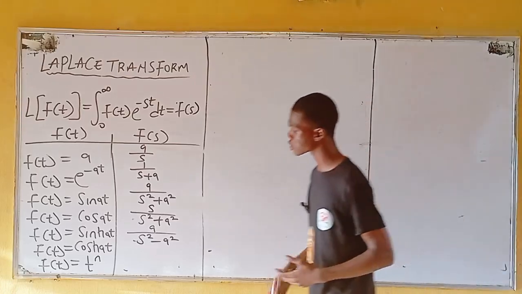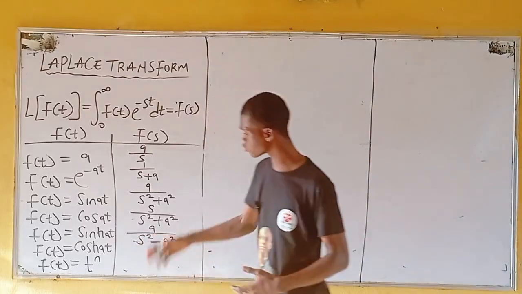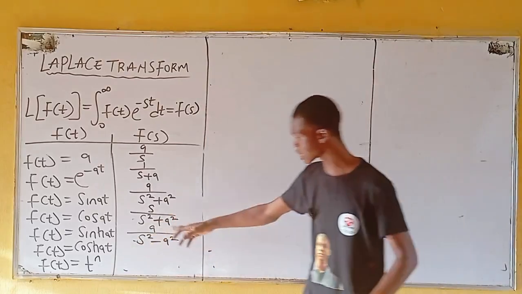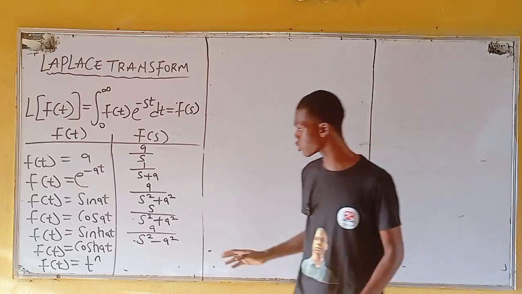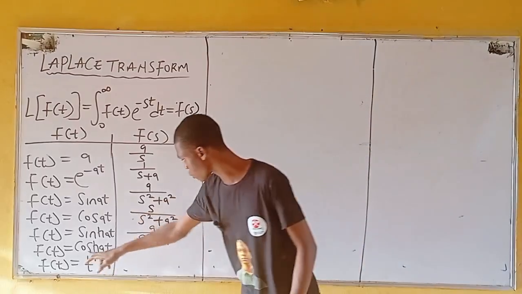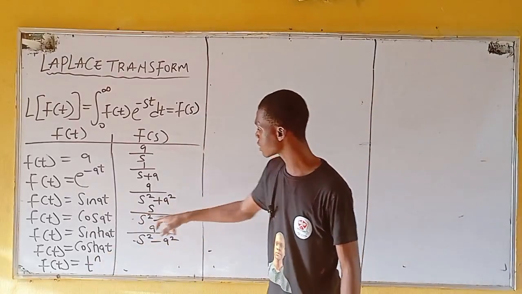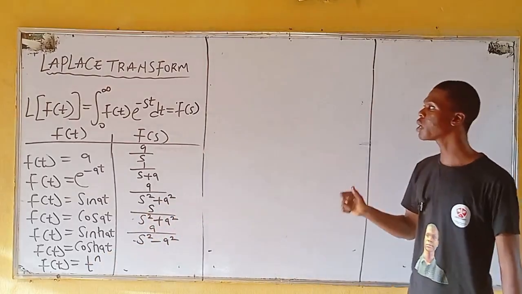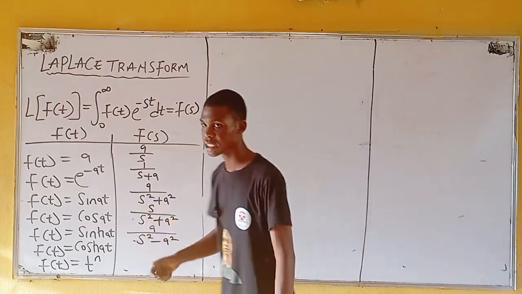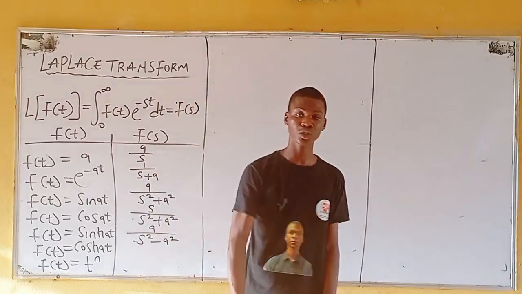The next function is what? Cosh at, right? We've been able to transform sin at. We got a all divided by s squared minus a squared. And we said, without solving, the transform of cosh at becomes what? s all divided by s squared minus a squared, right?